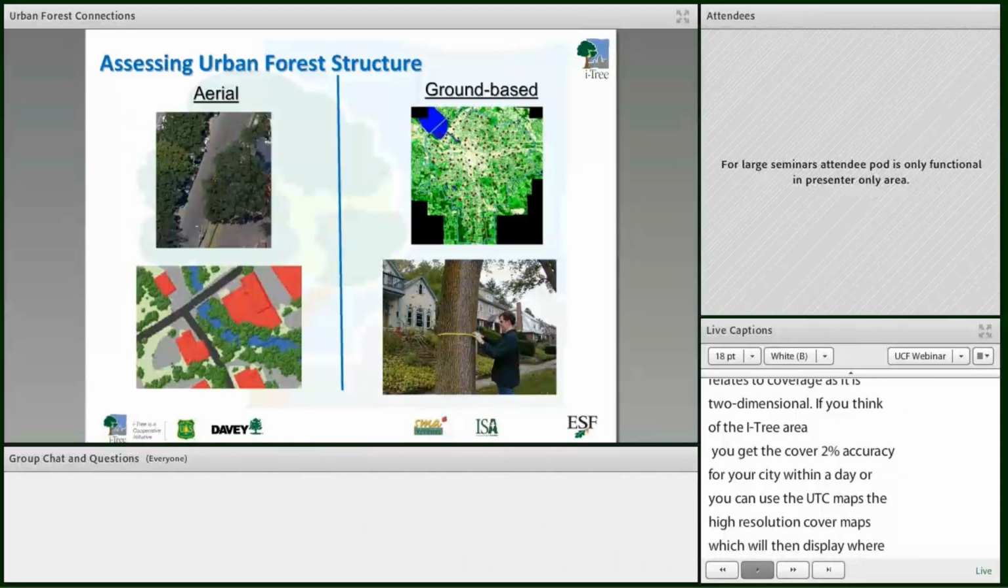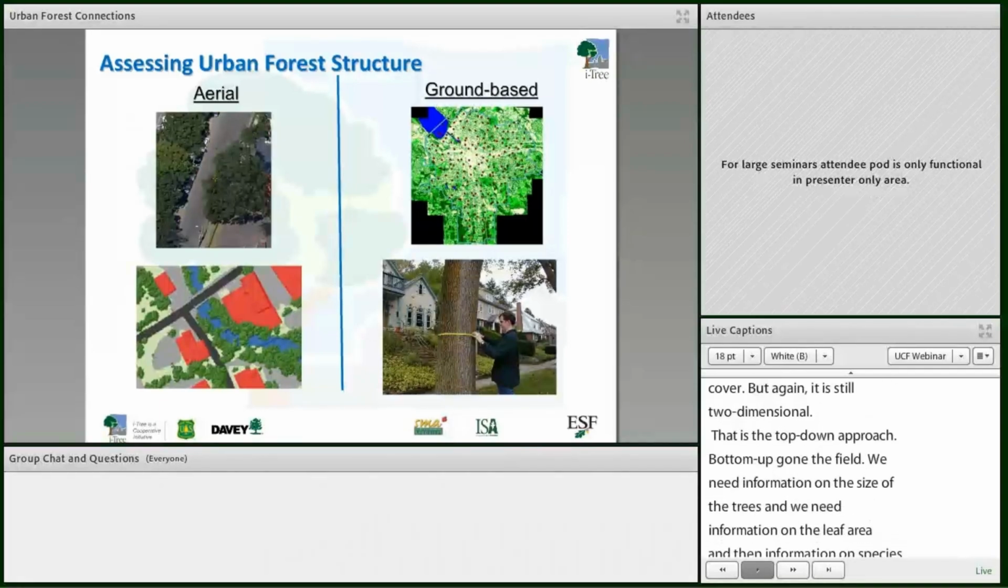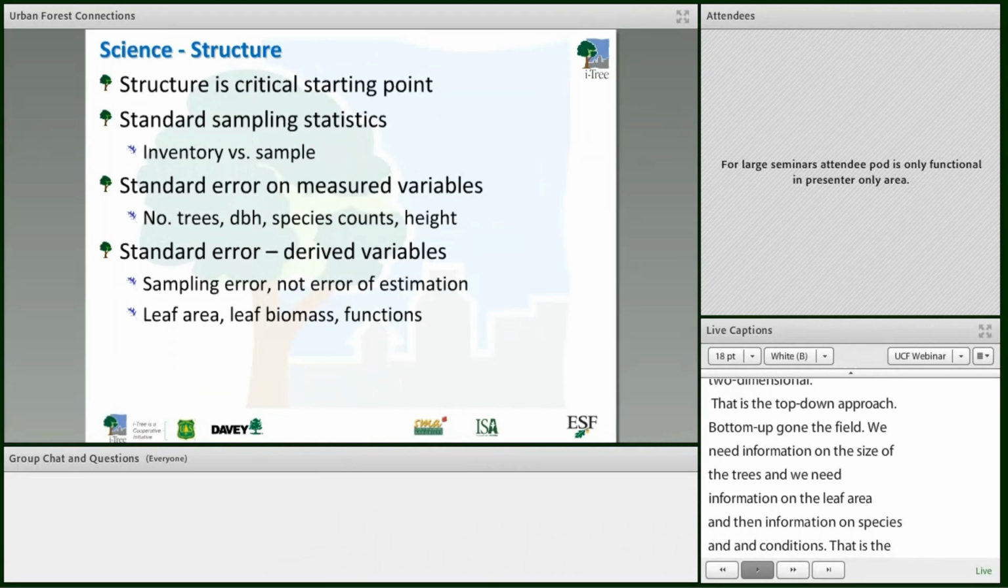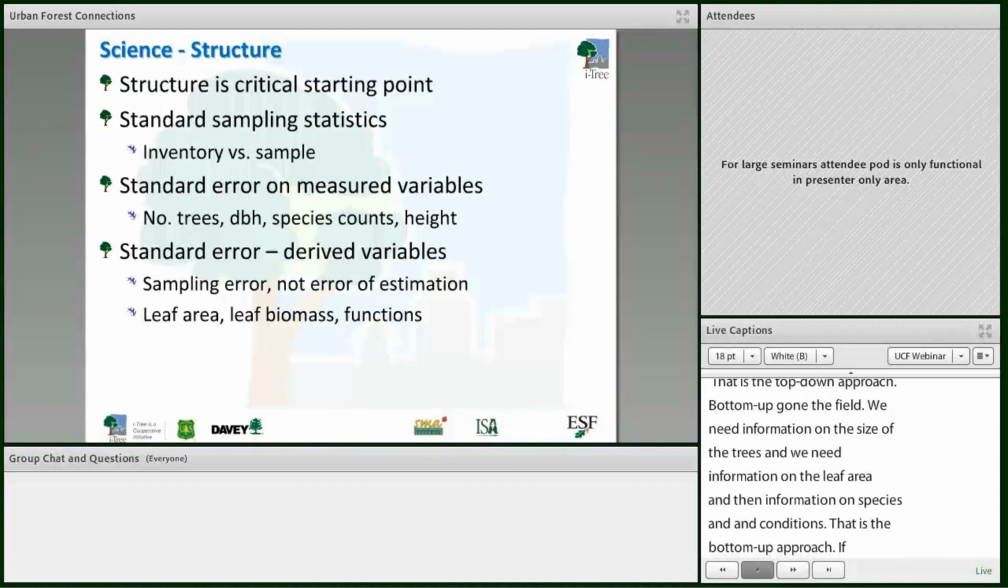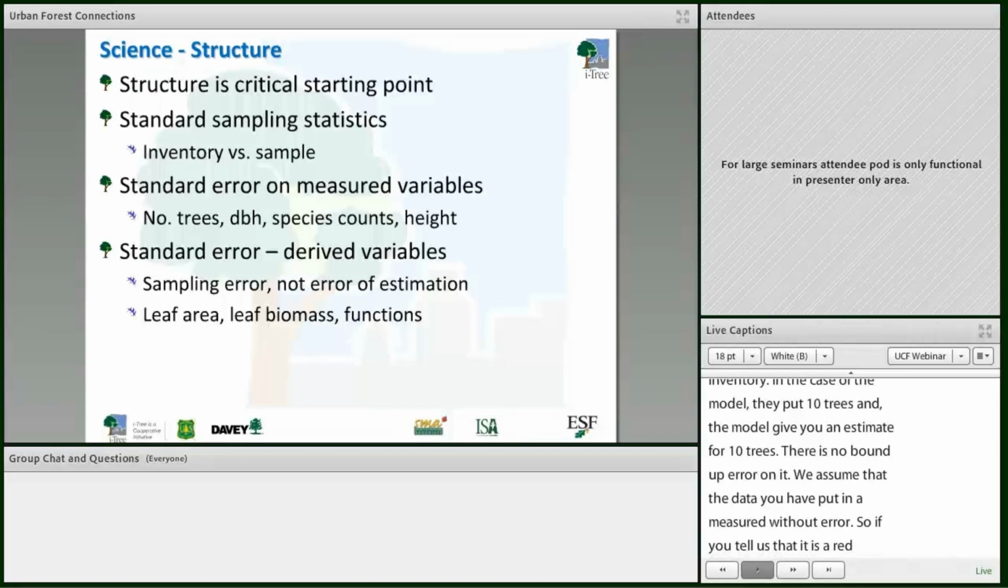That's the top-down approach. Bottom-up, we go in the field. We need information on sizes of the trees. We need information on leaf area, information on species, information on condition. That's the bottom-up approach. If you collect every tree in your area, let's say you have 10 trees in your backyard, that's an inventory. In the case of the model, if you put 10 trees in, the model will give you estimates for 10 trees. There's no bound of error on it. We assume that the data you put in are measured without error. So if you tell us that it's a red maple and it's a Norway spruce, the model's not going to know. But we assume that it's measured without error, but there's no sampling error if you count every tree.